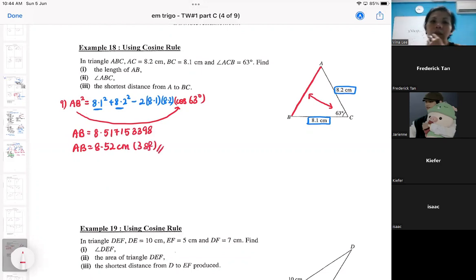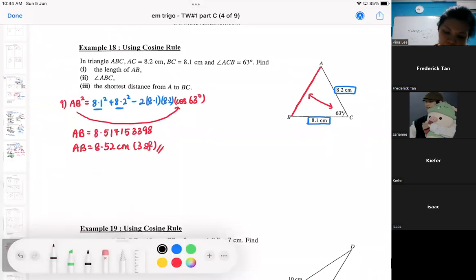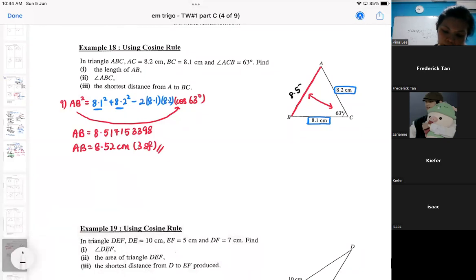So for getting this length, it is already 3 marks because you managed to lay out the formula for cosine rule. So I will get 8.52 here.